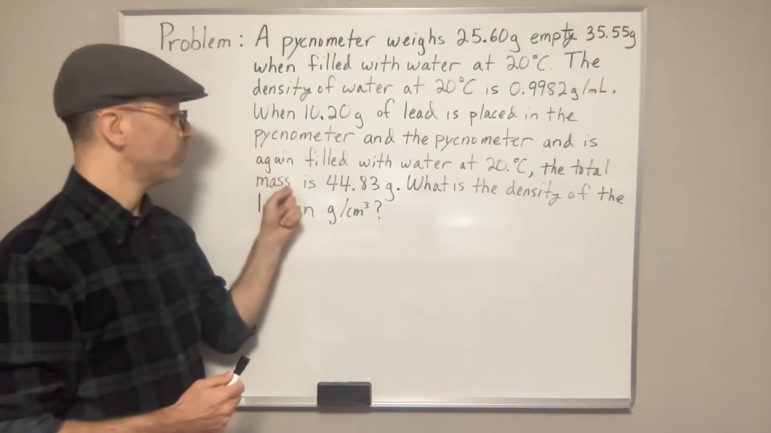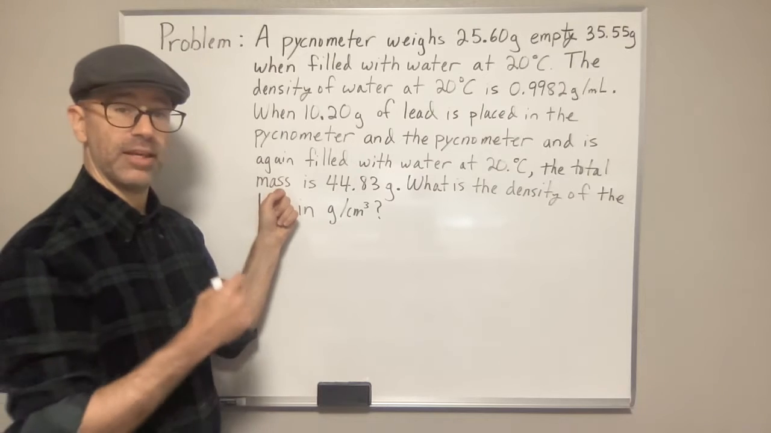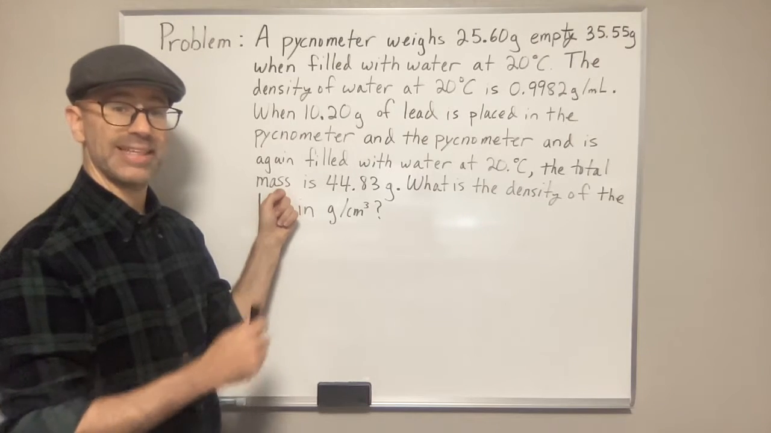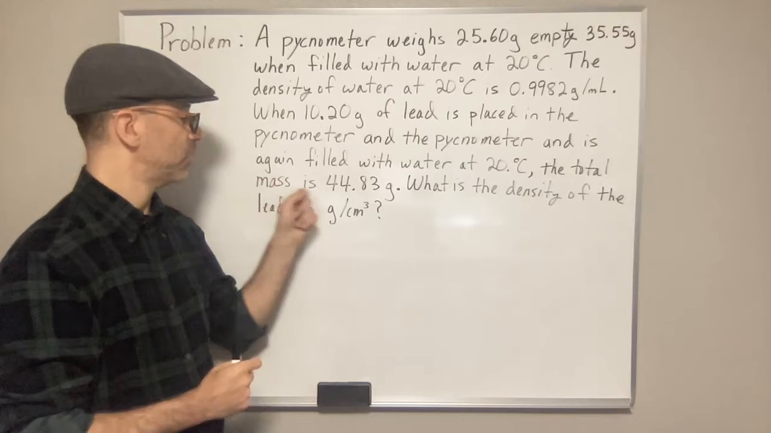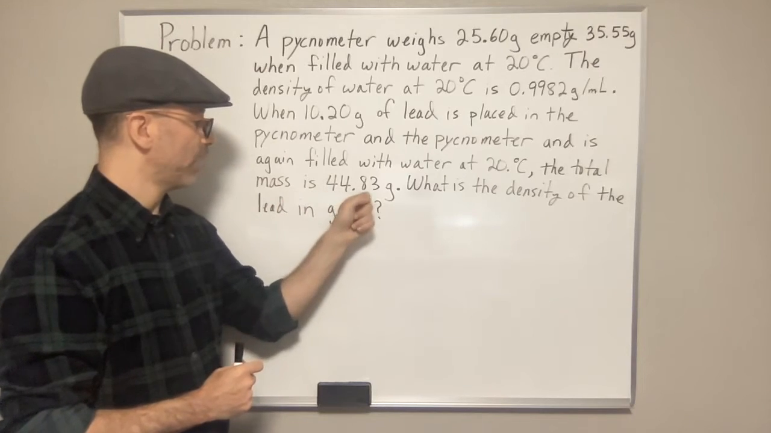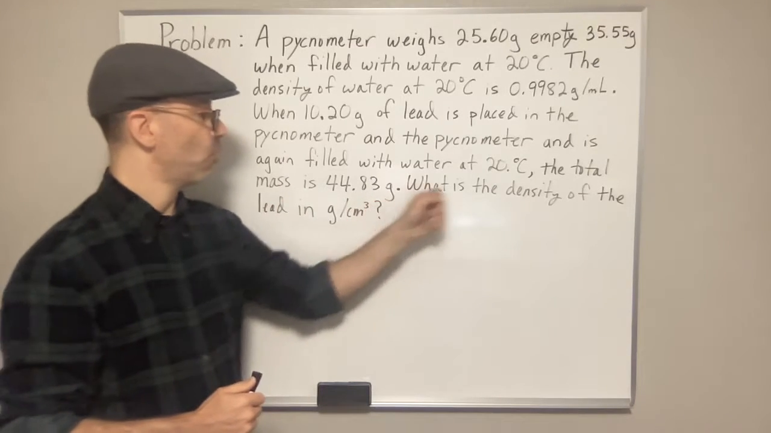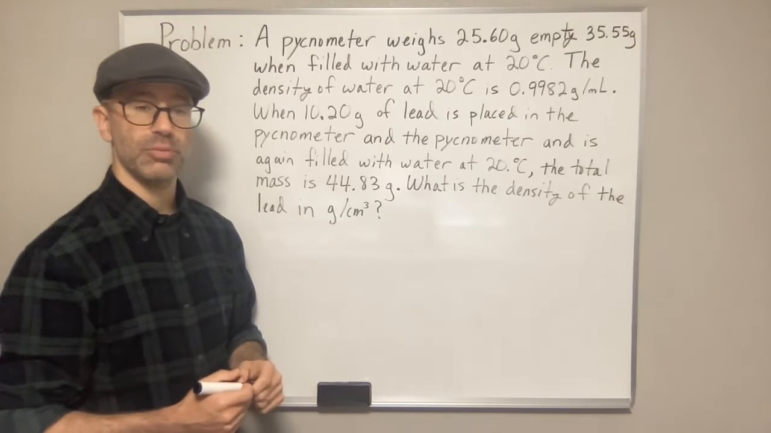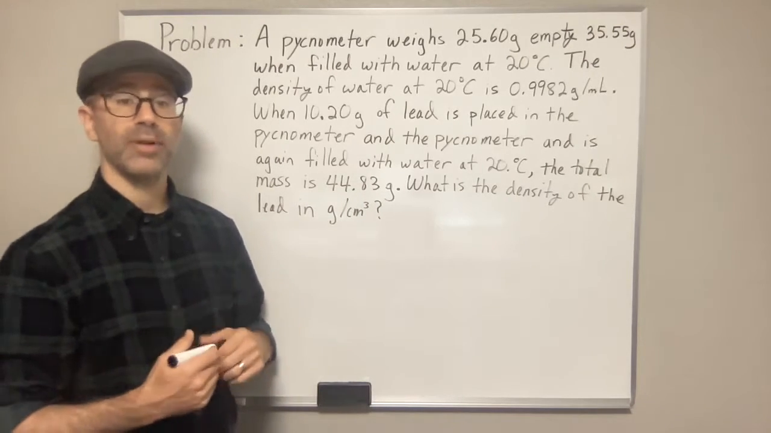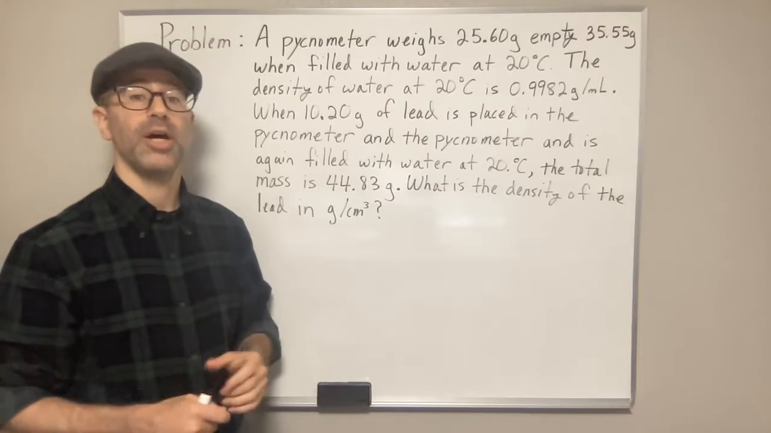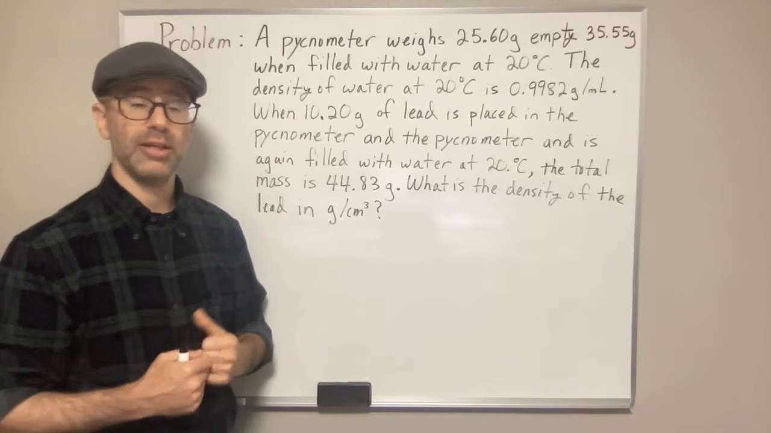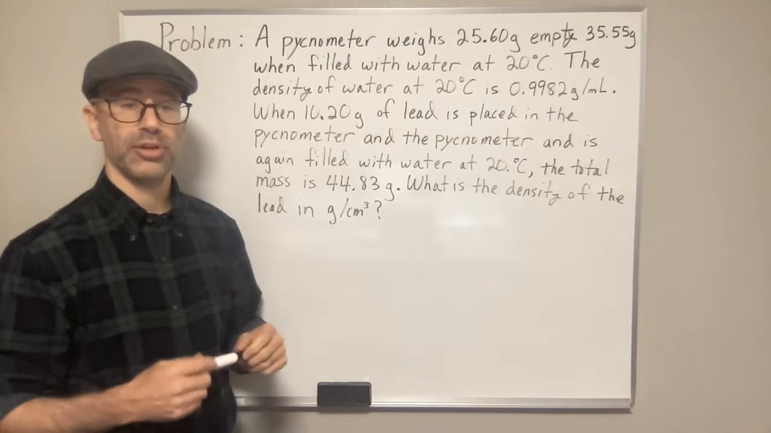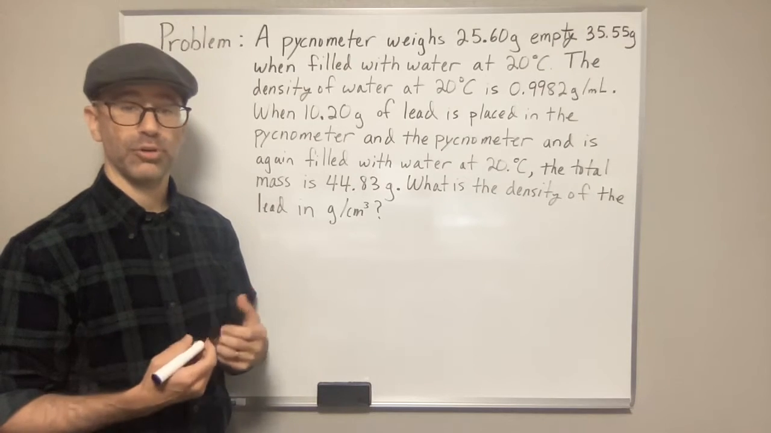And then they're saying the water and the lead in the pycnometer together with the mass of the pycnometer is going to be 44.83 grams. And then they want to know what is the density of lead in grams per centimeters cubed. So again, with any word problem, you're going to pull out the information and then use that information to find the answer you're looking for.